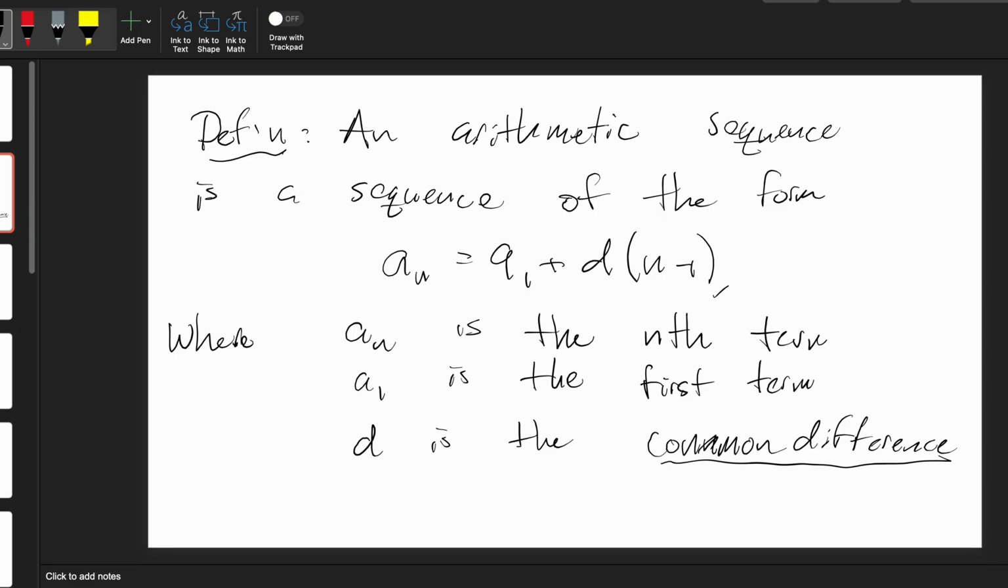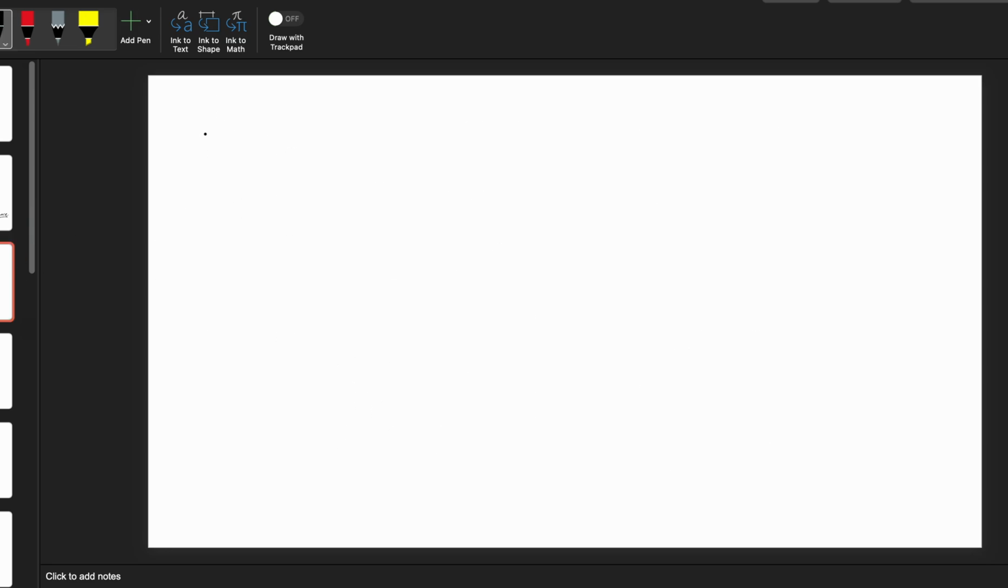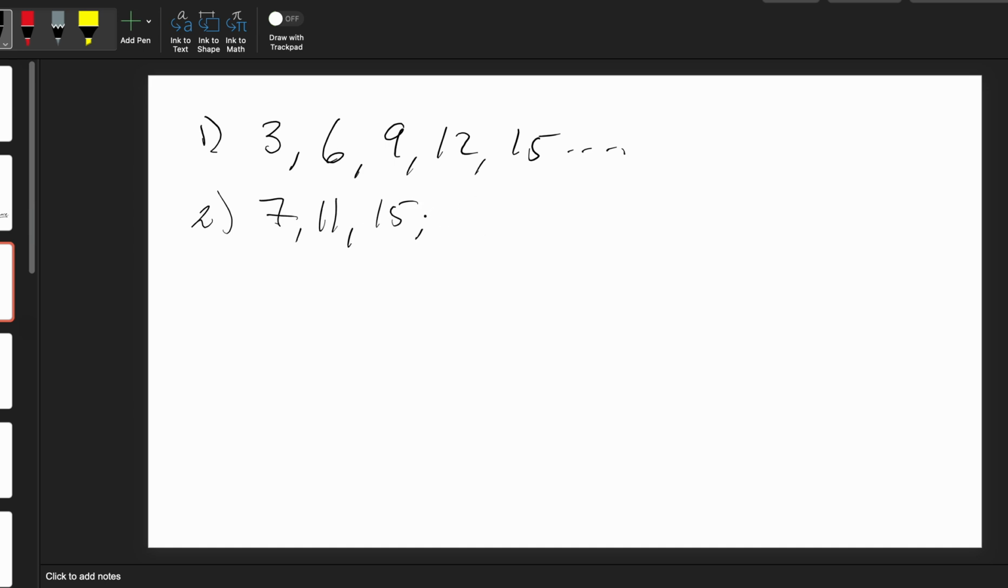And I'm going to do just some examples. So here's an arithmetic sequence. 3, 6, 9, 12, 15, and so on and so forth. Here's another example. 7, 11, 15, 19, 23, and so on and so forth. Okay, let's focus on this second one. So this is the first term. This is the second term, the third term, the fourth term, the fifth term.